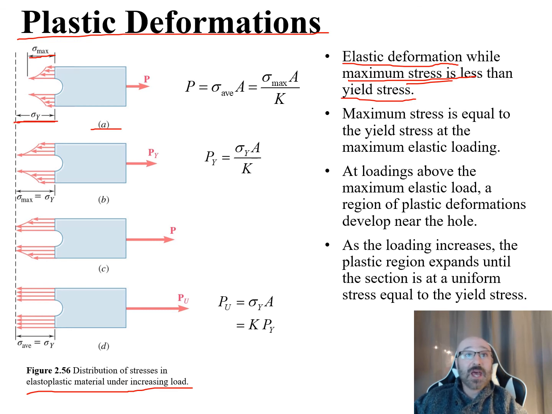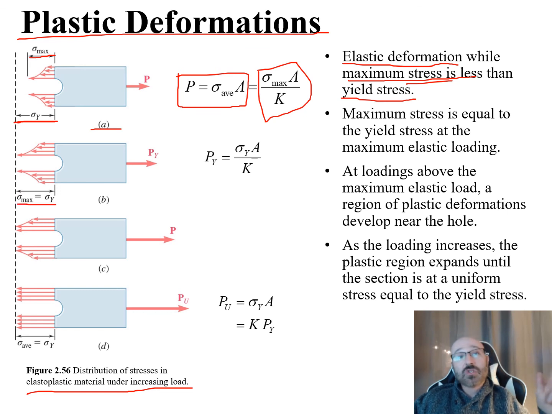So if that stays less than that, we have this relationship here that our load is equal to our sigma average times our cross-sectional area right there, or we can plug in for this with our K value for our stress concentration, and we end up with this relationship shown here. Now we go to our next case, where we can see that our sigma max is equal to our yield stress. Then we have this relationship right here, that P sub y, our load at yield, is equal to our sigma y times our area divided by our K, our stress concentration factor. So this says our max stress is equal to the yield stress at the maximum elastic loading.